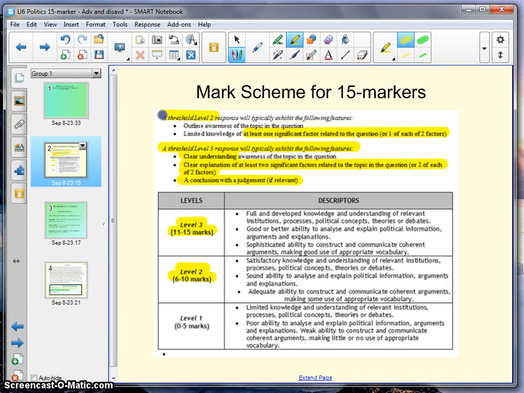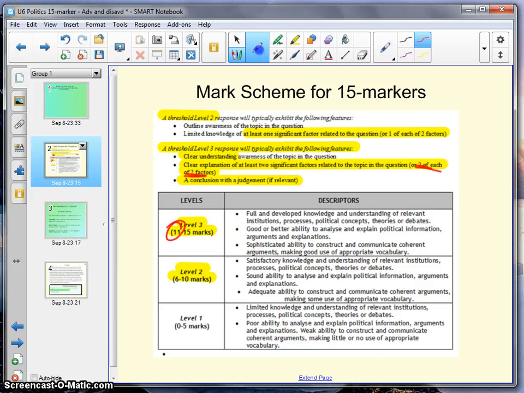Now, this particular essay doesn't really require a judgment as such. It isn't asking you to come to a conclusion as to which is best. It's just asking you to identify the advantages and disadvantages. However, some questions may ask for a conclusion because they're asking for a judgment. This particular question does not have that, so you do not have to have a conclusion. However, the thing I really want to emphasize is that you have to have each of 2 factors. So you have to have 2 advantages and 2 disadvantages at least, just to get to 11 marks.